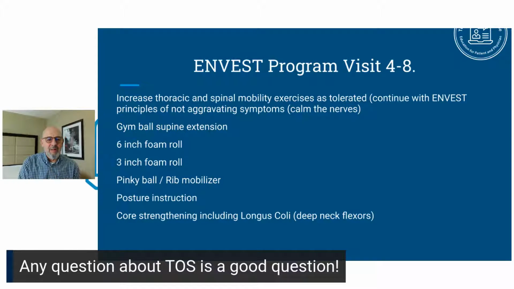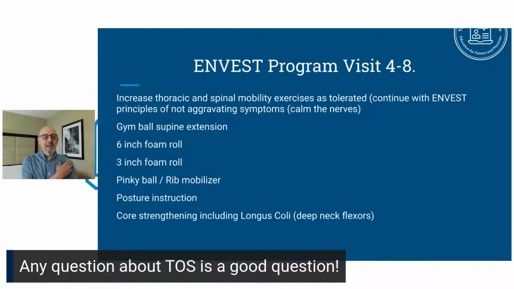So we're doing gym ball exercises where you lie on your back. We're using a 6-inch foam roller, a 3-inch foam roller, and a pinky ball, which we call a rib mobilizer. We're continuing to expand our posture development, because as a person becomes more aware of how to correct their posture, sometimes they find that because they have stiffness in their low back or thoracic spine, they can't really make the corrections that are necessary.